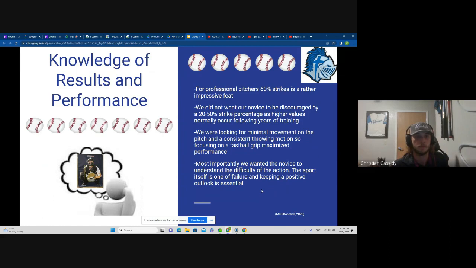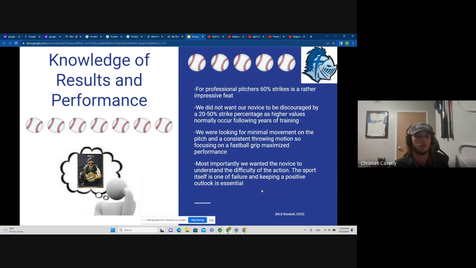We didn't want him to be worried about moving pitches in and out or using sliders, changeups, changing speeds. We were looking for fastballs, no movement, how quickly we get to the zone. That's the performance we wanted. Again, hunting strike zone percentage. That's it in this case.